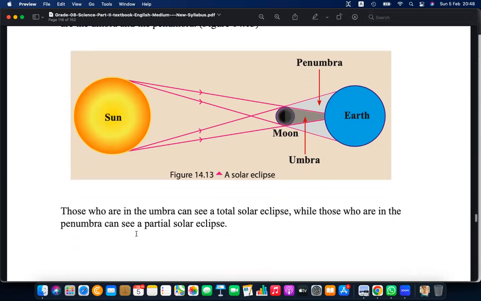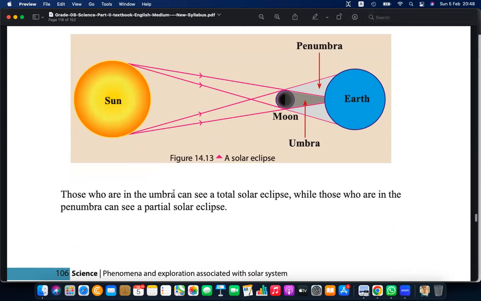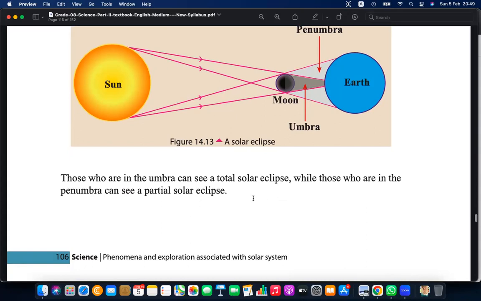Okay. Then, those who are in the umbra, this is called the umbra, and this is called the penumbra. In the penumbra, you'll get a partial shadow, but here you'll get a full shadow. Those who are in the umbra can see the total solar eclipse, but those who are in the penumbra can see the partial solar eclipse. So we were here, so we couldn't see the full one, but we saw the partial.